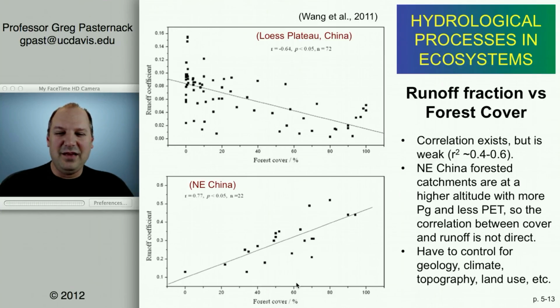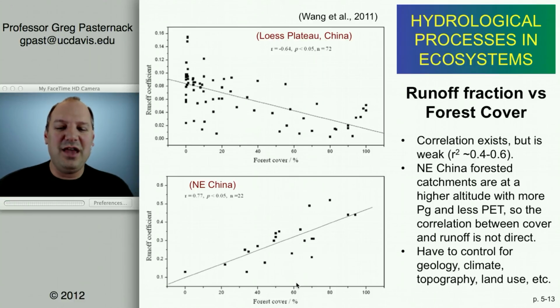Well, of course, I've actually read this paper, so I have some idea of what Wang et al. think. And what they think here is that there's a little bit of a trick going on. Yes, runoff is increasing as forest cover is increasing, but that's because the most forested areas in the northeast China region happen to occur at high altitudes where they have more precipitation and less potential evapotranspiration. So it's not so much an actual relationship between forest cover and runoff with all other things being equal. That's the key.